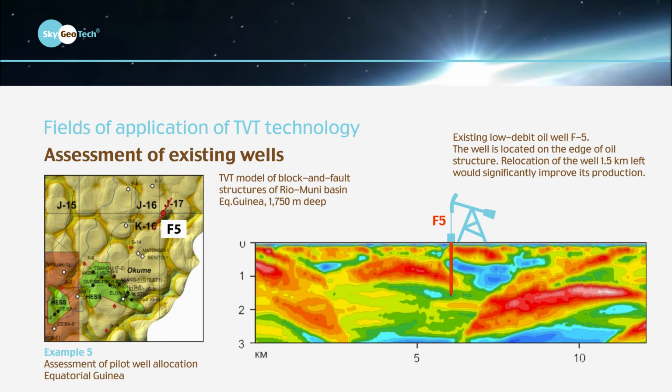We can clearly see the oil trap here, but this well was drilled on the edge of this structure. So our recommendation is relocation of this well 1.5 km left. It would significantly improve its production and solve this problem.